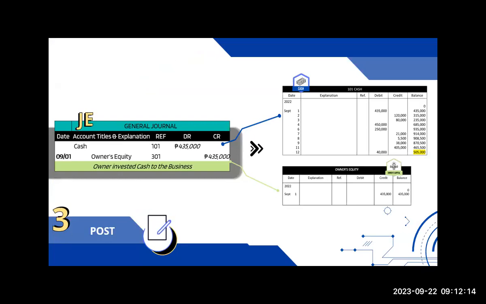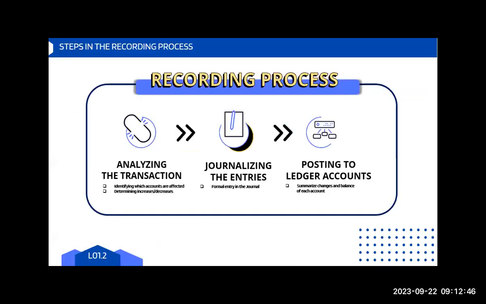So yung debit nito in 101, we will put in the 101 cash ledger. Yung credit ng owner's equity of 435,000, ilalagay natin sa 301 owner's equity. So, paano itsura nun? September 1, babasagin natin yung journal entry and then ipopost natin. So, 435,000, 435,000. Owner's equity, credit, owner's equity. So, yung balance mo ng September 1 for your owner's capital would be 435,000.